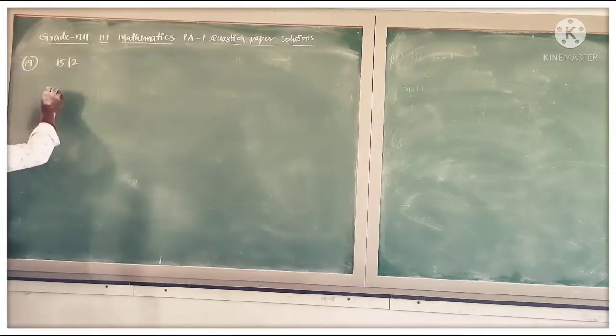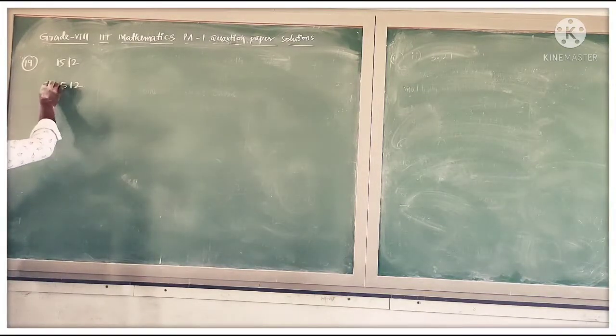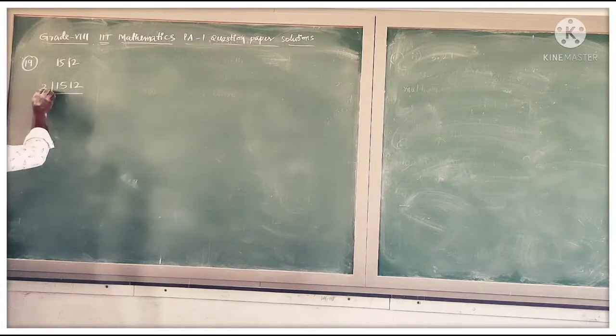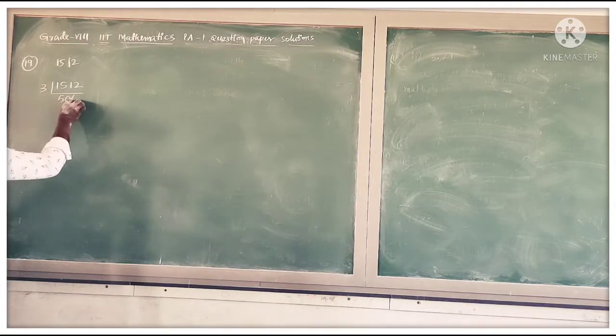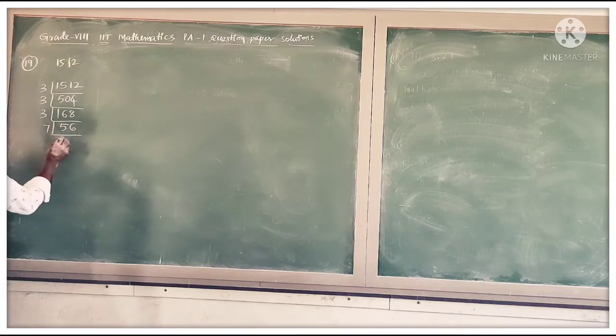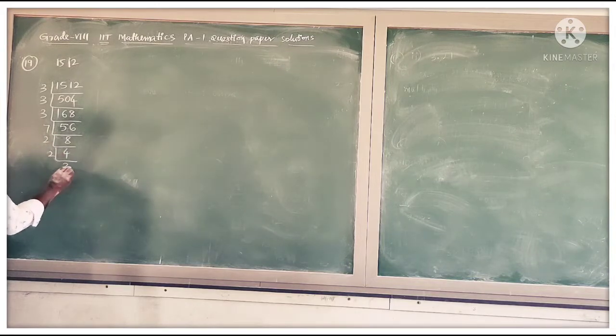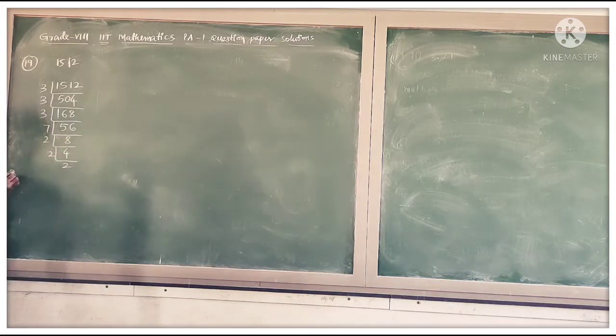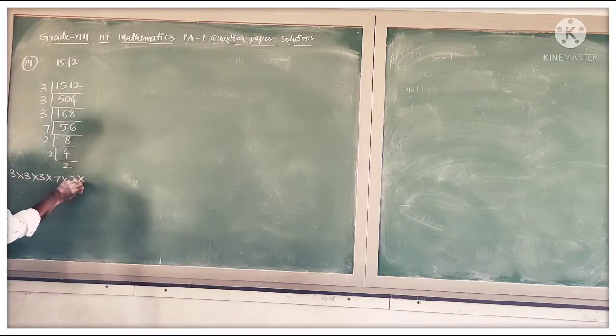So do the prime factorization. 1512. You can divide by the 3 table. 3 5s are 15, 3 4s are 12. Next again 3 table. 3 1s are 3, 168. Next again 3 table. 3 5s are 15, 3 6s are 18. Next 7 8s are 56. Next 2 4s are 8, 2 2s are 4. So write the prime factors here: 3 into 3 into 3 and 7 into 2 into 2 into 2.